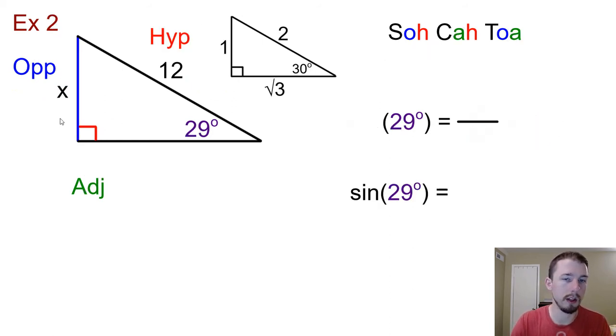Okay, so let's look at another example, but on this one, notice it's now 29 degrees instead of 30. Well, if it's not 30 degrees anymore, it's not going to be 1/2 like it was before.